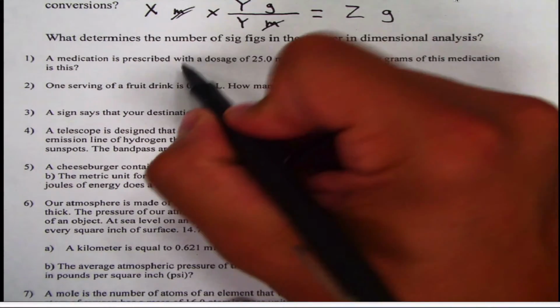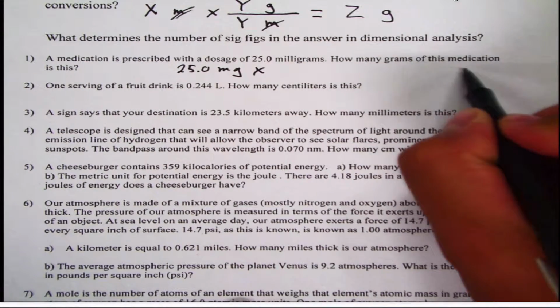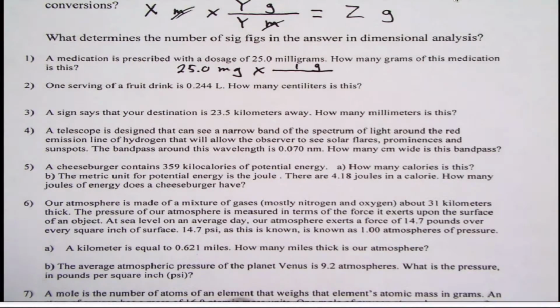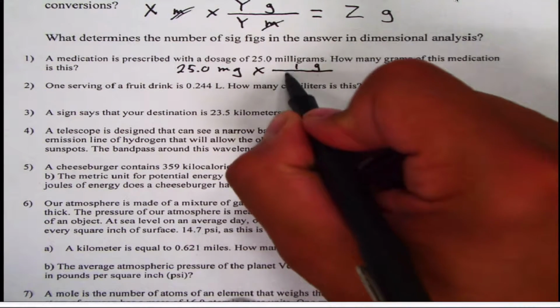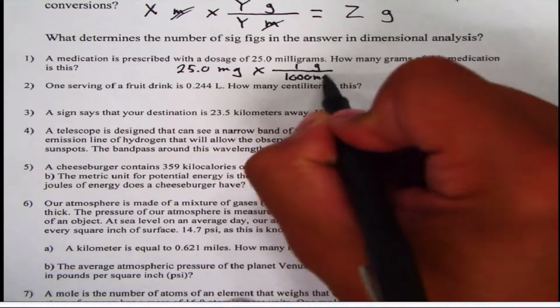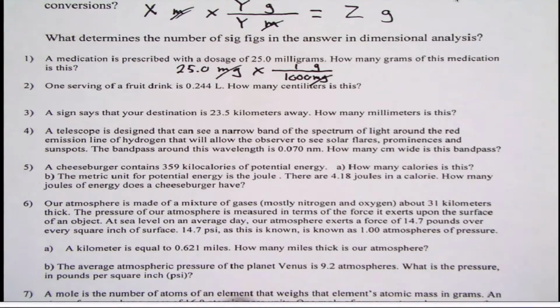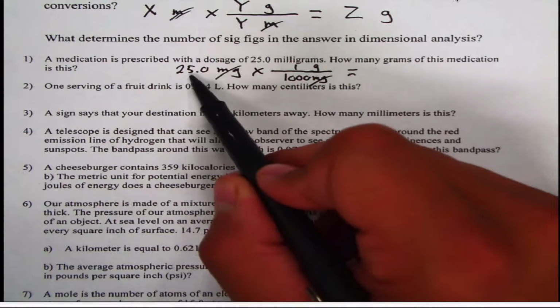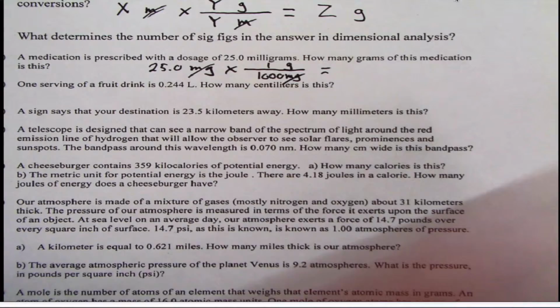If I have a dose of 25.0 milligrams, how many grams of this medication? Well, I know that for every 1 gram I have 1,000 milligrams. So really what I'm doing is dividing by 1,000. So 25 divided by 1,000 gives me my answer. Okay, and your answer should be in how many significant figures? Well, how many significant figures does this have? 3. So it should be in 3 significant figures. All right, so get that answer, see how you guys do it.